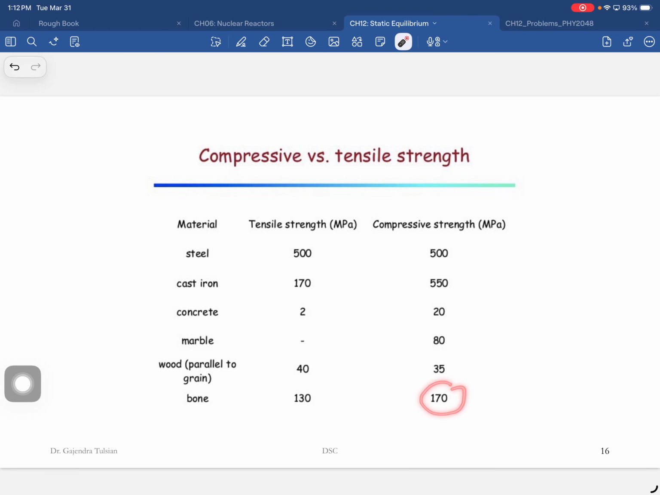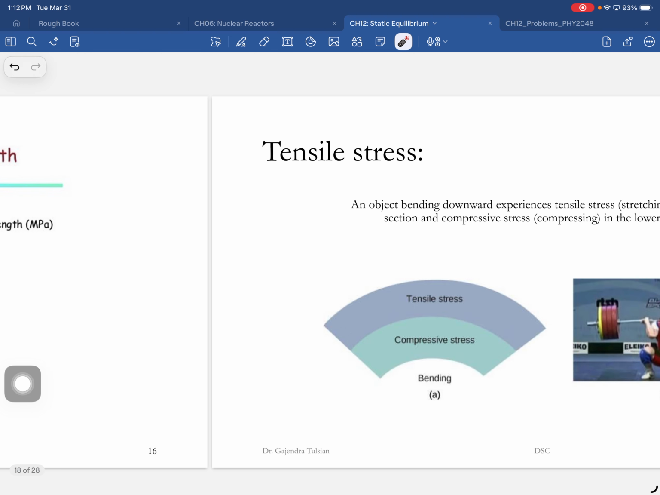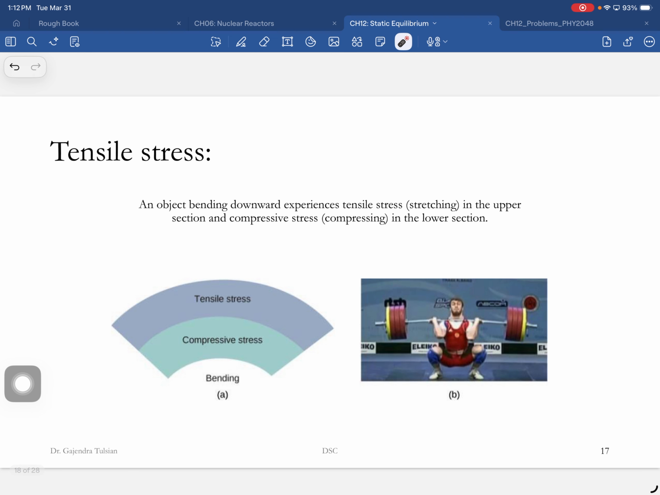Again, your bone is also stronger under compressive stresses than tensile stresses. In a bar like this, the top portion is under tensile stress, it is stretched, and the bottom portion is compressed. So if this bar develops cracks, it'll develop cracks over here.